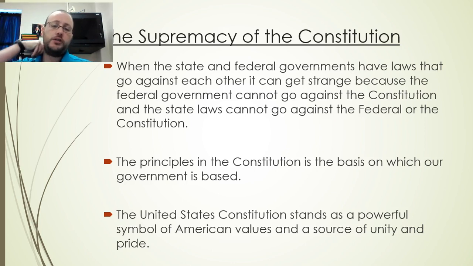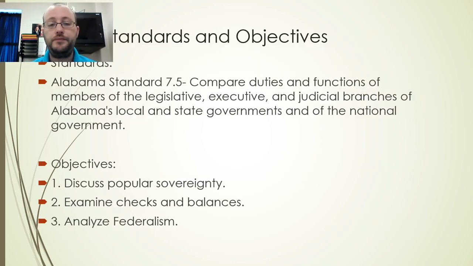The principles in the Constitution are the basis on which our government is based. The U.S. Constitution stands as a powerful symbol of American values and a source of unity and pride. So the federal government has certain powers, but they allow the state to have certain powers. The state can't overstep their bounds and do things that go against the federal government. Just like cities can't go against states or the federal government. There's a chain of command.